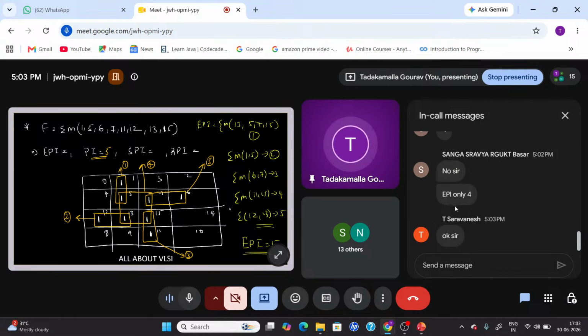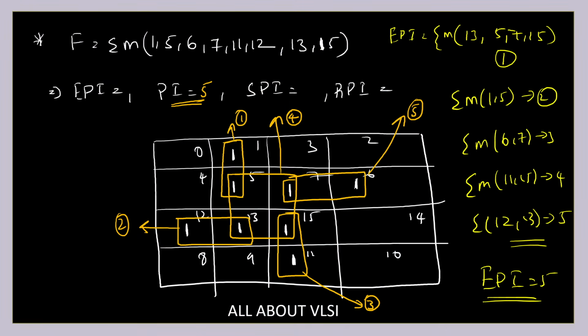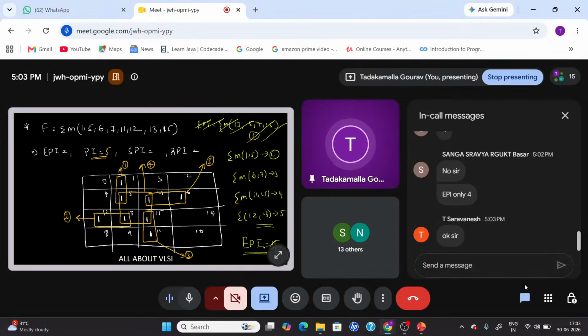EPAs, I'm going to get 4 or 5? Okay, EPAs I'm going to get 4 only. This is not an EPA. Quad is not an EPA. Sorry. Yeah, so EPAs are only 4. And what about RPAs?